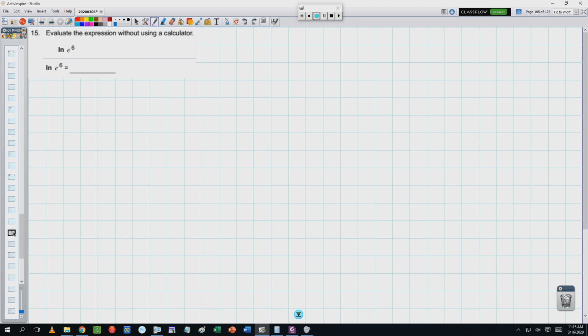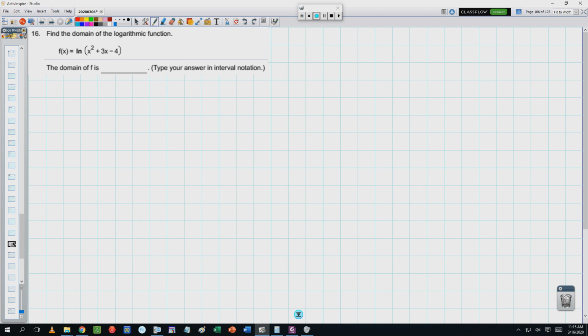Evaluate the expression without using a calculator. You are being asked in this problem here to figure out what power it takes to make an E into what you see here. Okay, so in order to turn an E into an E to the 6, your answer is simply that 6.